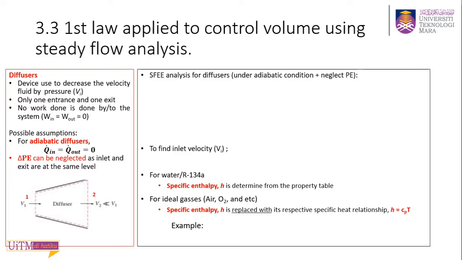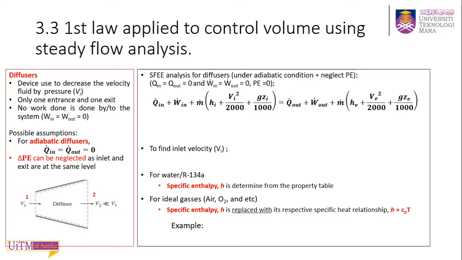Now, let's look at an example on how to use the steady flow energy equation for a diffuser. For this example, we will consider an adiabatic diffuser and potential energy will be neglected. Remember to write the conditions from the question before applying the SFEE. Start with writing the general equation for SFEE and then cancel the terms based on the conditions. Now, rewrite the remaining equation.